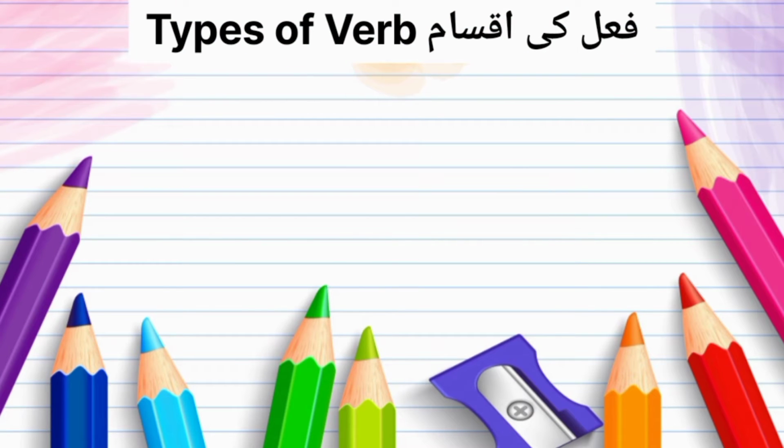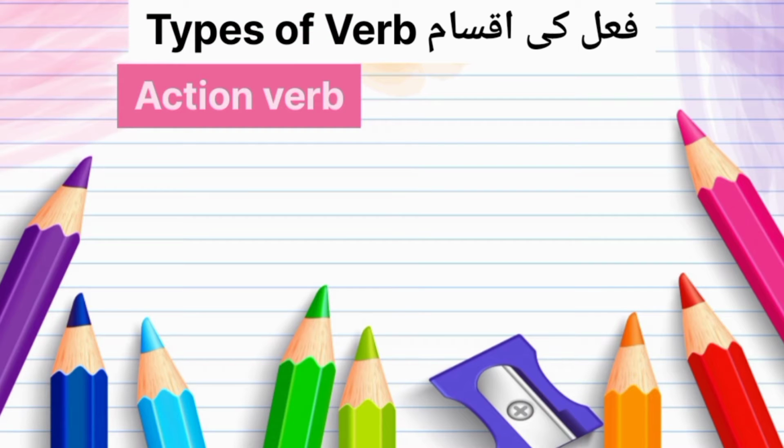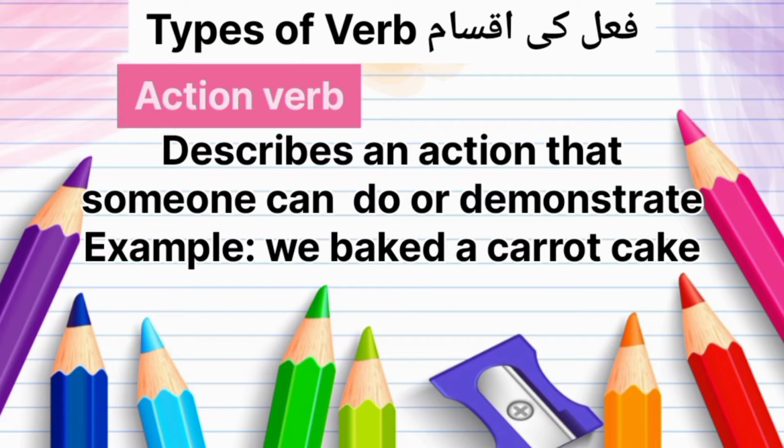Types of verb. Number 1, action verb. Describes an action that someone can do or demonstrate. For example, we baked a carrot cake.